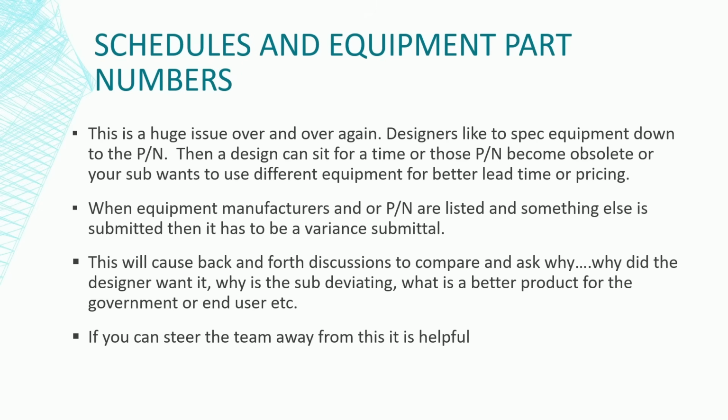Or your subcontractor wants to use different equipment or a different manufacturer for different lead time, better pricing. There's a whole list of reasons why a sub wants to change part numbers. When equipment manufacturers and/or part numbers are listed and something else is submitted, it has to be a variance submittal. And I'm going to repeat that because it's very important. When equipment manufacturers and/or part numbers are listed and something else is submitted, it has to be a variance submittal. The reason is that's the only way to cover you and your subcontractor, because it is a variance.